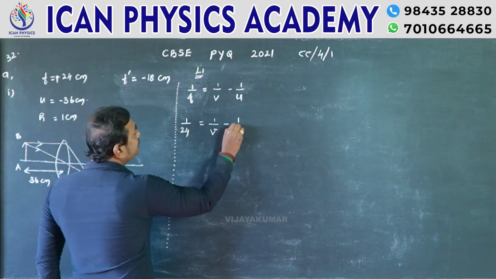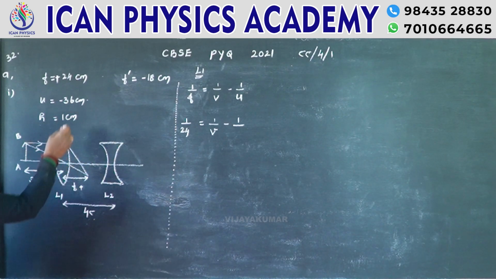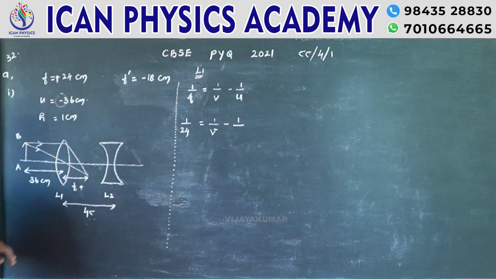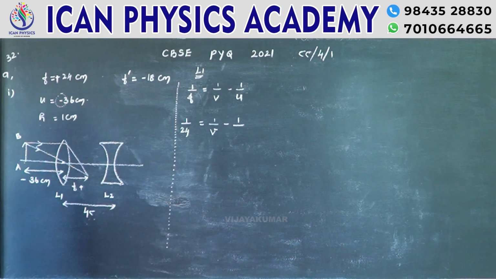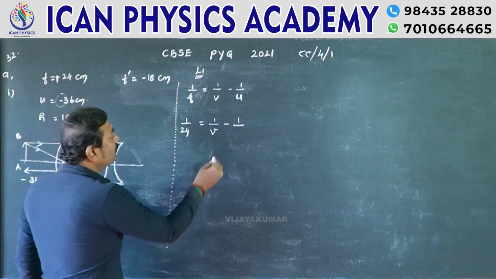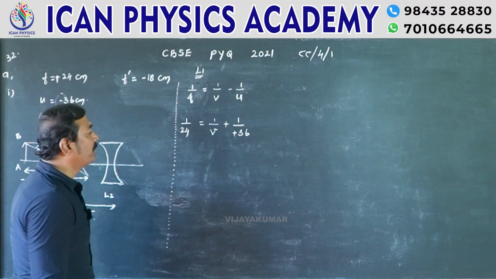Now the object distance u. Here u is taken as minus 36. Why is it taken as minus 36? Because this is the pole, and from the pole we are measuring the object distance which lies on the left side, so that we take into account the minus. So minus 36. Now minus becomes plus.